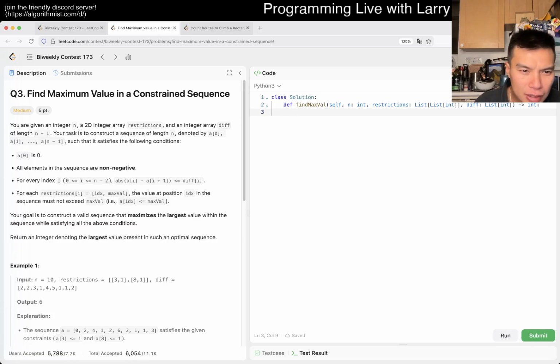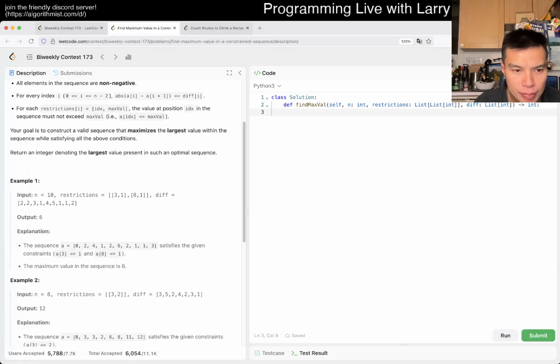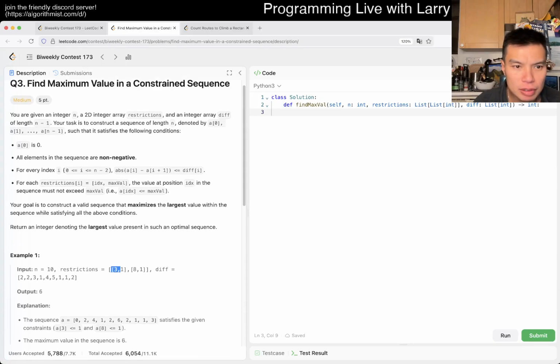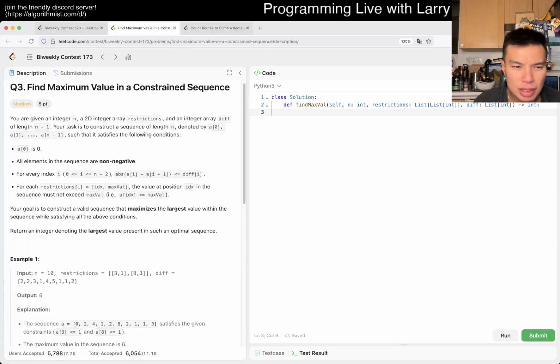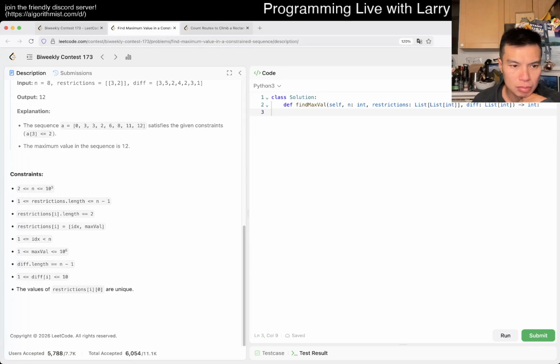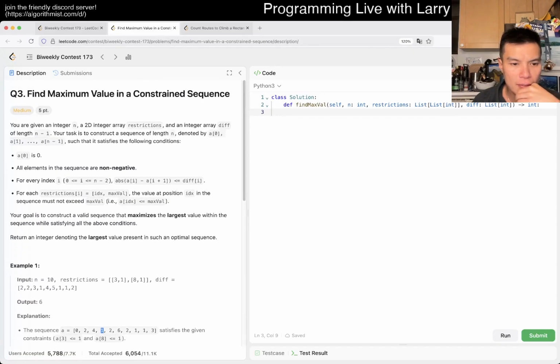Is non-negative. The delta is diff sub I. Okay. What is restrictions? Oh, just cannot. Oh, this is the max value. So that means that a 3 has to be almost 1. That's interesting.